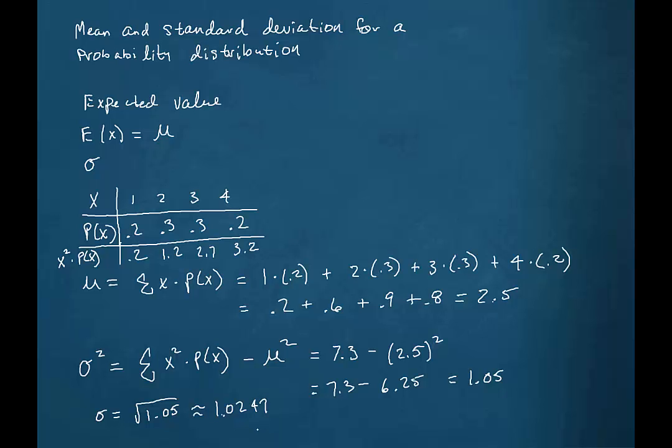But what we're going to want to do is round this thing appropriately. Now our data values are the values of the random variable, and they are whole numbers. So when we report this standard deviation, we would report it as 1.0, one more decimal place than occurs in the raw data. So there is the mean, 2.5, and there is the standard deviation, approximately 1.0.